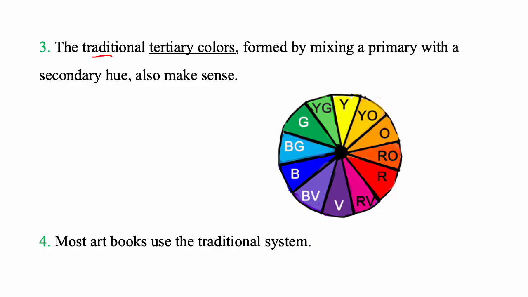Another reason to use the traditional color system is that the tertiary colors make sense, and they're all the ones with 2 letters. So red-orange, for example, is a mix of red, a primary color, with orange, a secondary color. The tertiary colors in the print system are unfamiliar to us and have been given various names like cool red or carmine. And then the final reason to use the traditional systems is that most art books use it.